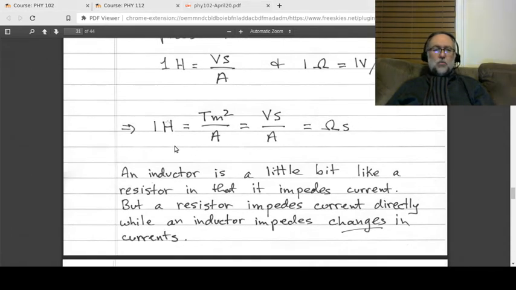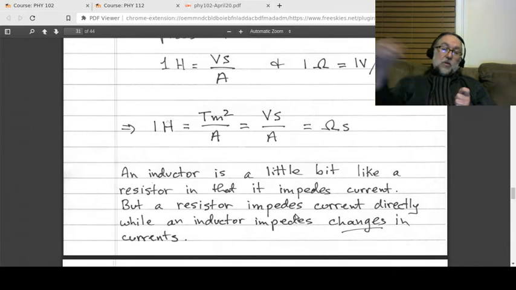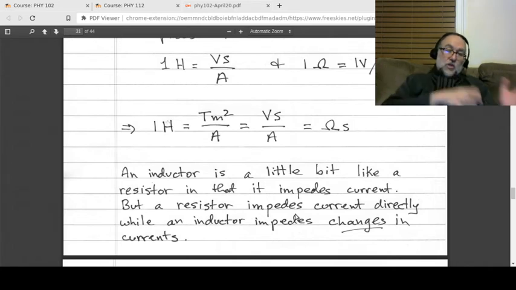A lot of people usually think of Henrys as ohm seconds, and the reason is that an inductor is a little bit like a resistor. Okay, not quite. There are some significant differences, but at least in one respect, you can think of an inductor as a resistor, because what does a resistor do? Well, a resistor impedes current. You remember that one of the first circuits I drew was a battery and a resistor, and the bigger the resistor was, the less current you were going to get. That was Ohm's law. Why? Because the resistor resisted current.